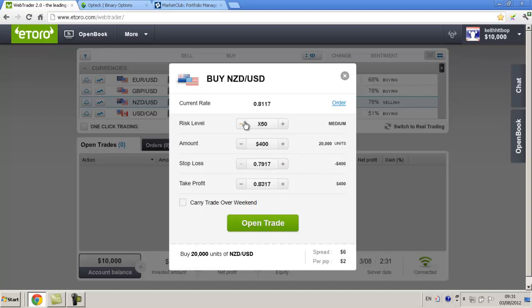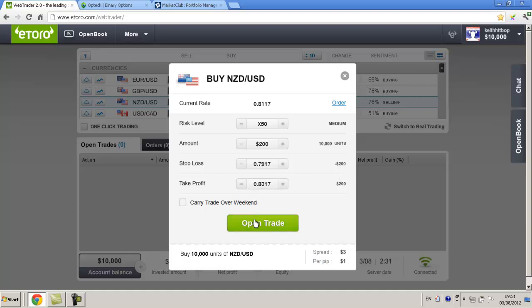If I go to 50, it's moved my stop loss 400 away, but it's increased my amount that I'm investing. If I go the other way, my stop loss is 100 and 50. So there's much easier chance of being hit there. So what I want to do here is get that back down to 200. And 200 is my stop loss there.